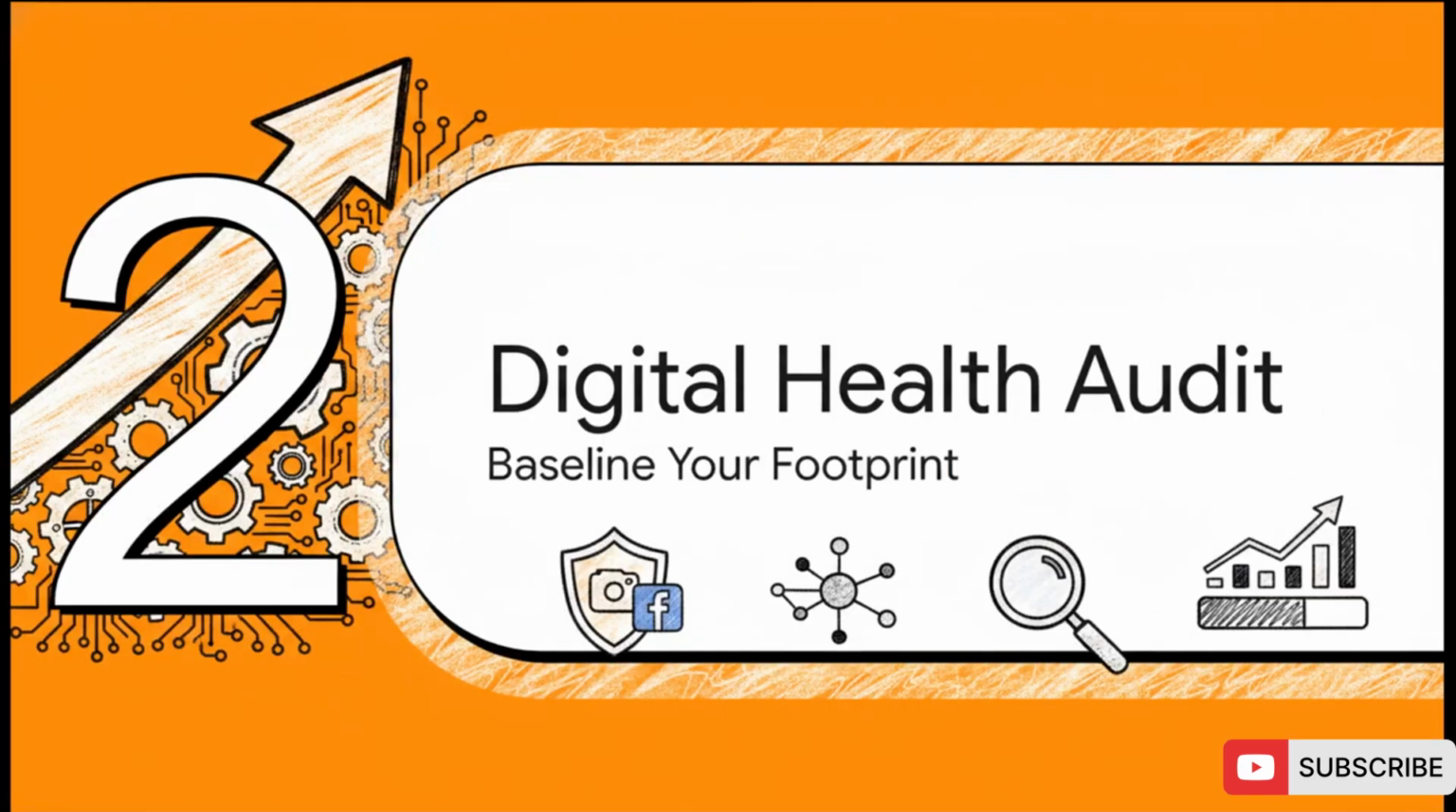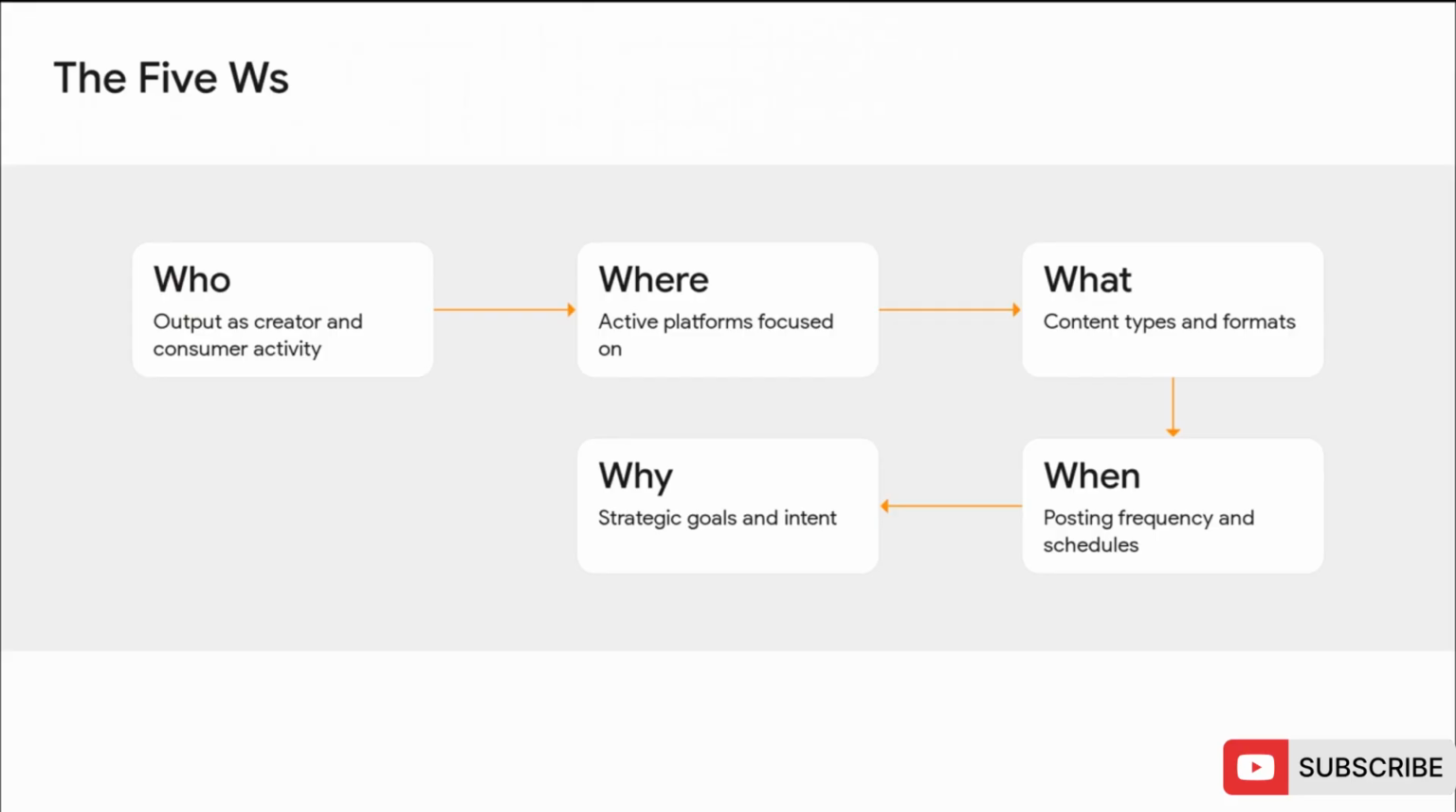Moving right along to Section 2, conducting a digital health audit. You might have dozens of active accounts scattered across your enterprise right now, but are they actually worth your team's time? Before we can accelerate returns, we have to conduct a rigorous digital health check. We use the old reliable journalistic 5 W's methodology: who, where, what, when, and why to audit our output. This technique maps out your output as the creator, your consumers' activities as the engagers, and even your competitor strategies to see exactly what's hitting the mark.